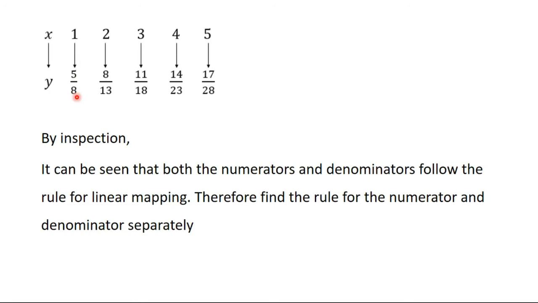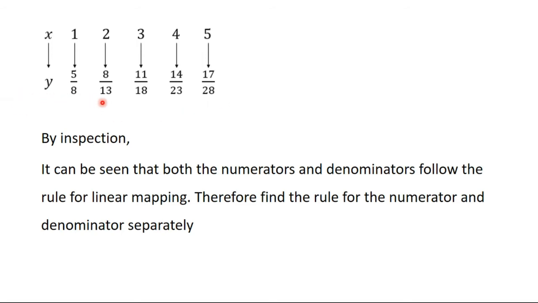Let's look at the denominator. Difference between 8 and 13 is 5. Difference between 13 and 18 is 5. Difference between 18 and 23 is 5. Difference between 23 and 28 is also 5. So you see that the denominators are also following a linear pattern, since the common difference is also 5.